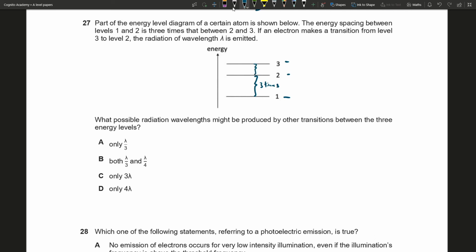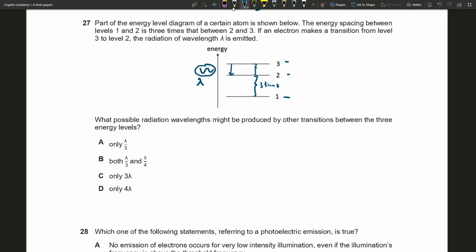Alright, and then we are told that if an electron makes a transition from level 3 to level 2, then we get some radiation of wavelength lambda. So from level 3 to level 2, if the electron jumps, then the photon has a wavelength of lambda. And then we are asked which possible radiation wavelength might be produced by the other transitions between the 3 energy levels.